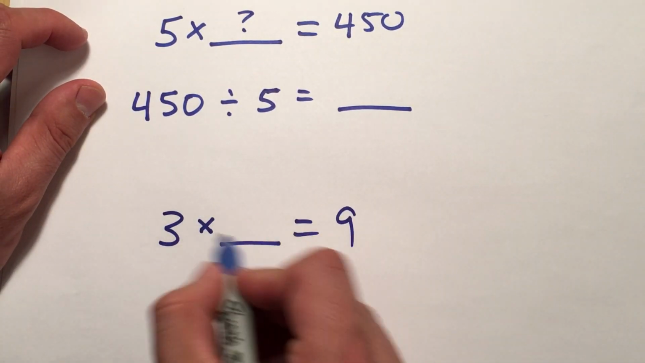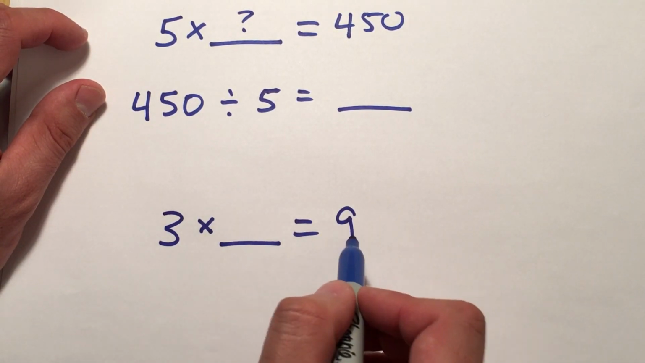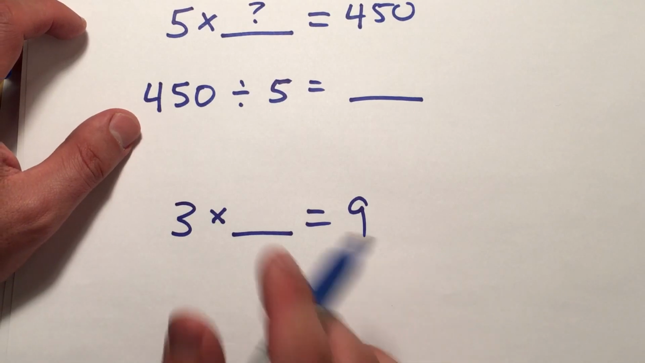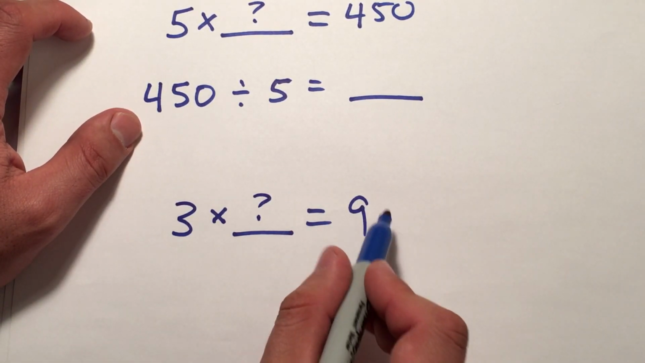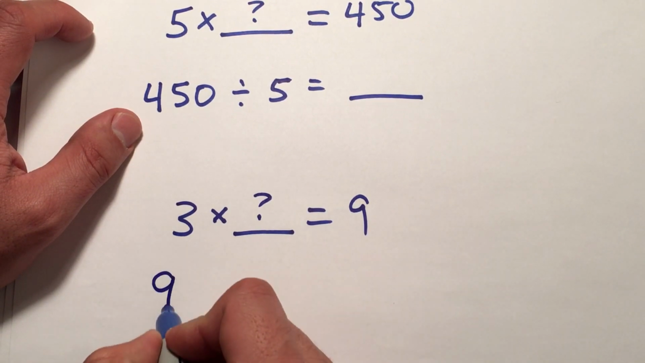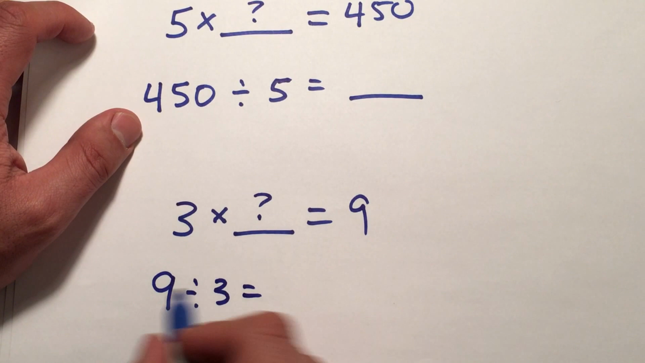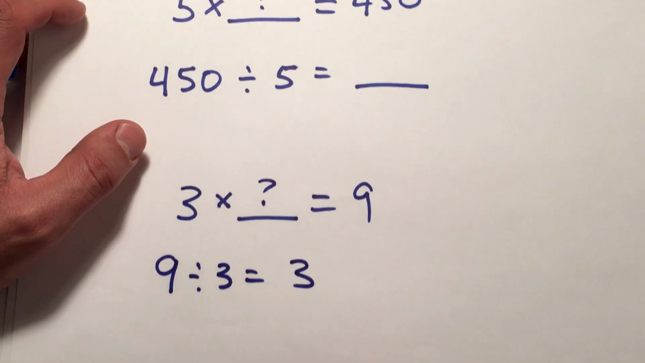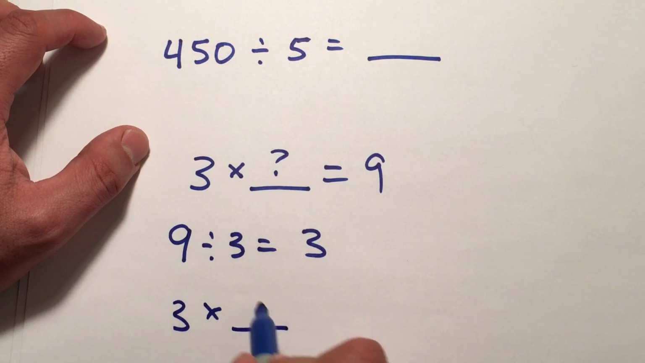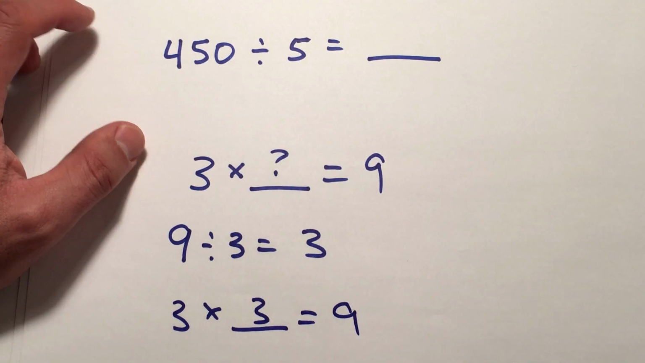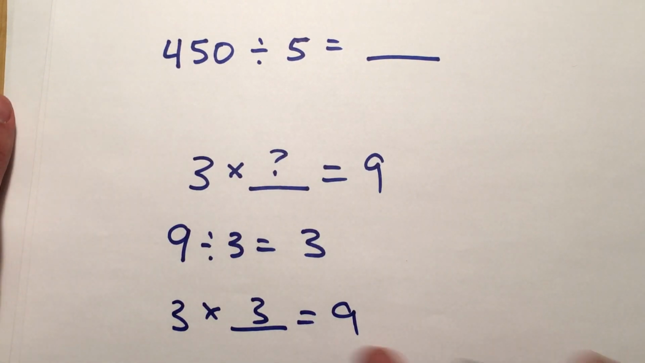We didn't know what that number was, and we're trying to find it. If we multiply 3 times an unknown number, that's going to give us 9. If we didn't know this and we wanted to find out what this number is, we can work backwards and divide 9 by 3. We can use the inverse operation. And 9 divided by 3 is equal to 3. So then we know that 3 times 3 will give us 9. And this is what we refer to when we're talking about the inverse operation.